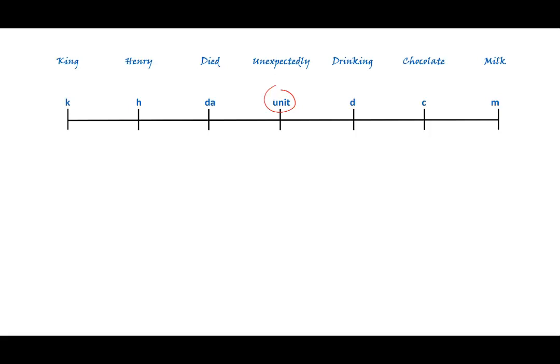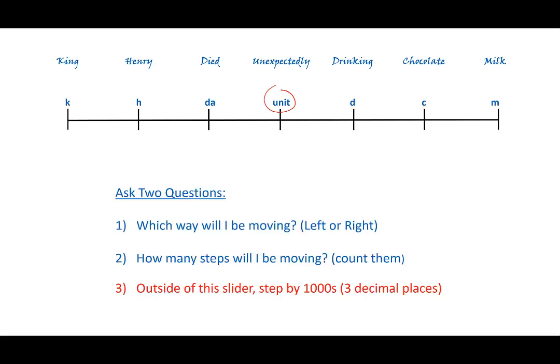And then you have to ask yourself 2 questions. Number 1 is, which way on this line will I be moving, left or right? And how many steps will I be moving? And so simply count them. And then remember that if we're outside this normal metric slider, we start multiplying with 1,000, or the decimal point needs to move 3 times, depending on what direction you will go.